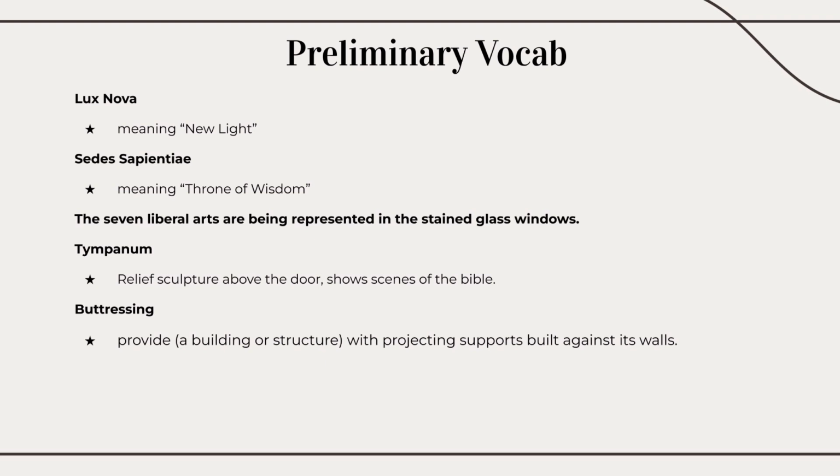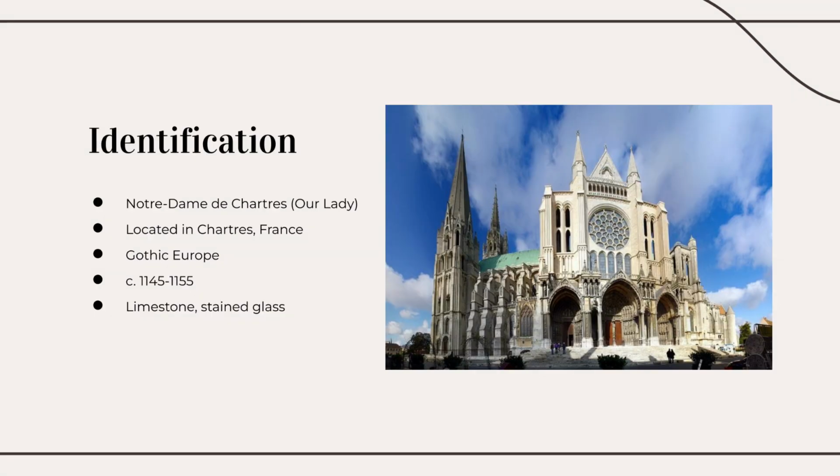The stained glass windows that we will see later show that the Virgin Mary is the throne and Jesus is sitting on her. The 7 liberal arts are also being depicted in the stained glass windows. I'm sure we all know, but the 7 liberal arts are grammar, logic, and rhetoric, which are part of the trivium, and then arithmetic, geometry, astronomy, and music, which are a part of the quadrivium.